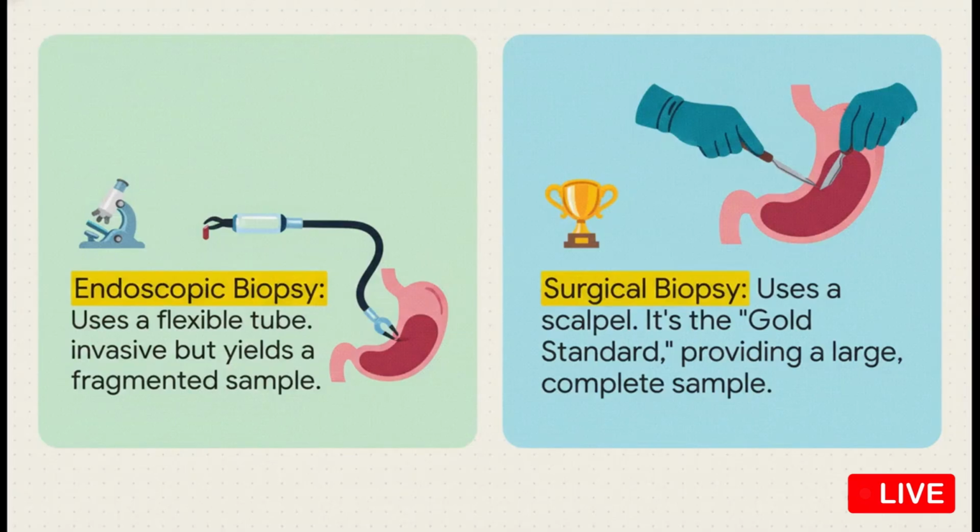What you're seeing here are two totally different approaches. An endoscopic biopsy is pretty clever and minimally invasive. A flexible tube with a camera goes in through a natural opening, like your mouth, to get a stomach biopsy. The only downside is the samples can be kind of small. On the flip side, you have the surgical biopsy, which is what pathologists call the gold standard. Sure, it's a full-on operation, but it gives them a large, complete sample with the most information possible.